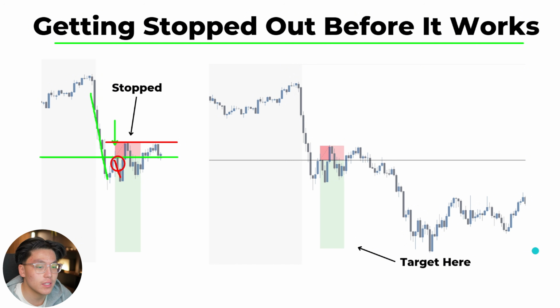But you can see in this case, price immediately comes back up and stops us out, and you can see on the right hand side that price ends up gravitating all the way back down towards our original target. And this is one of the most frustrating parts about trading, is that we ended up having the right thesis, price ended up gravitating straight towards our target as well. But what happened? We end up losing money even though we were right.